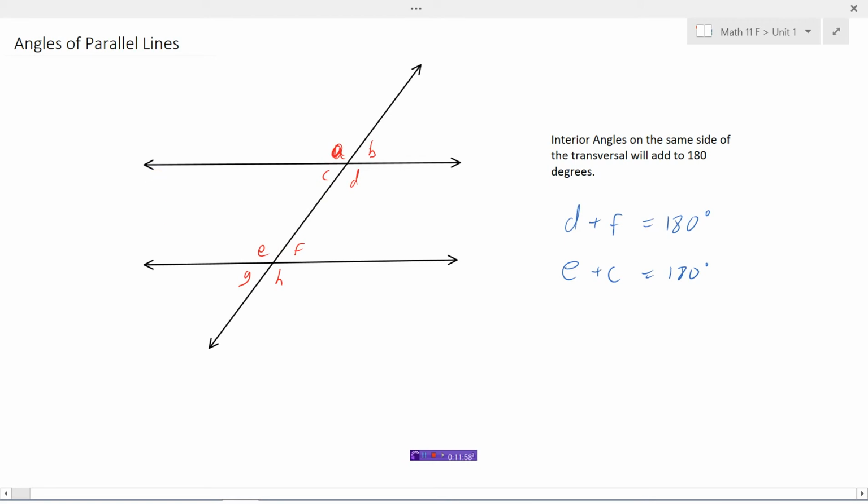So if you want to see a letter for this one, if that's the way you like, this would be called the C rule. And so those angles in there would add to 180 degrees. Interior angles on the same side of the transversal adds to 180 degrees. Now let's do a couple examples.